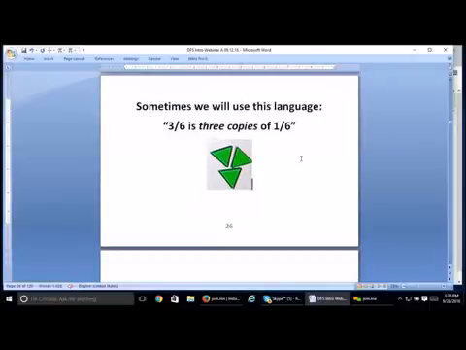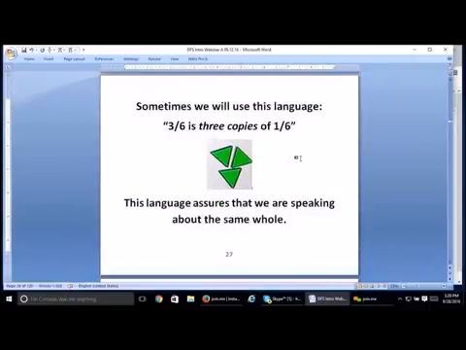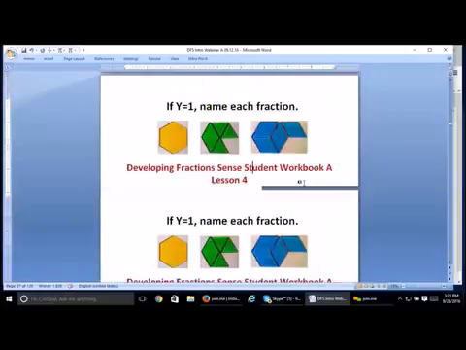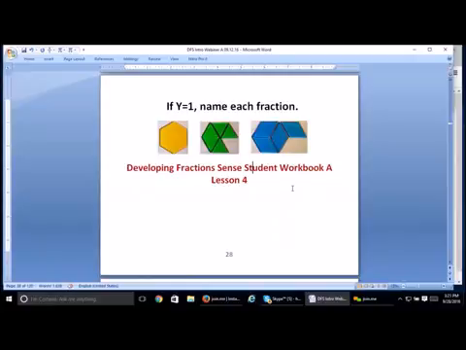And so in order to fix that situation, we use this language. 3/6 is or are three copies of 1/6, because when you have a copy of something, you're maintaining the same size. So this language is very common today. 3/6 is three copies of 1/6. This language assures that we are speaking about the same whole. So the students are now ready to do some of the exercises in the workbook.